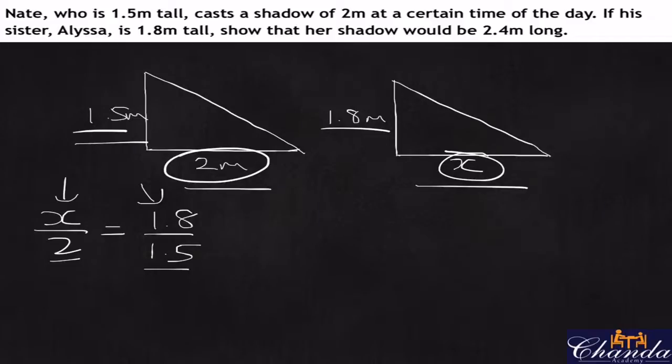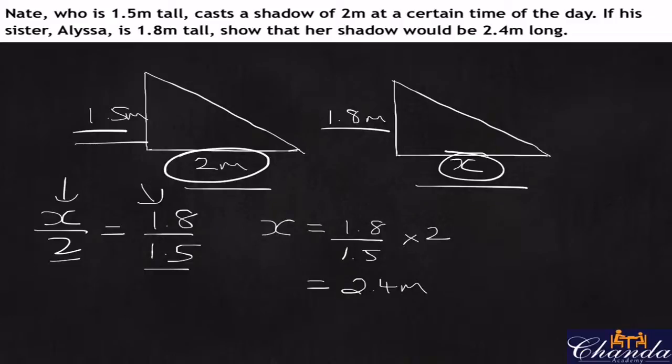Okay, now solving this particular one, we have x equals 1.8 divided by 1.5 times 2. Now 1.8 divided by 1.5 times 2 gives us a value of 2.4 meters. So this shows us that her shadow would indeed be 2.4 meters long.